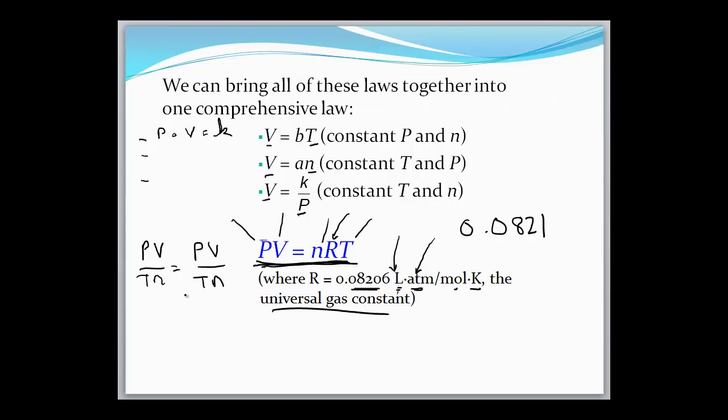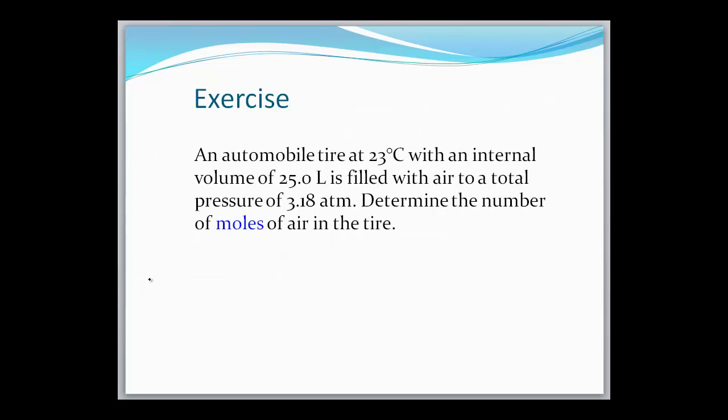So let's do a couple of problems. Now we'll have much more in-depth conversations about the gases. However, in this vodcast, all we're going to do is look at how we solve problems using the ideal gas law. So we've got an automobile tire with a temperature equal to 23 degrees Celsius, when it has a volume of 25 liters and it's filled up to a pressure of 3.18 atmospheres. And then it says determine the number of moles in that situation.